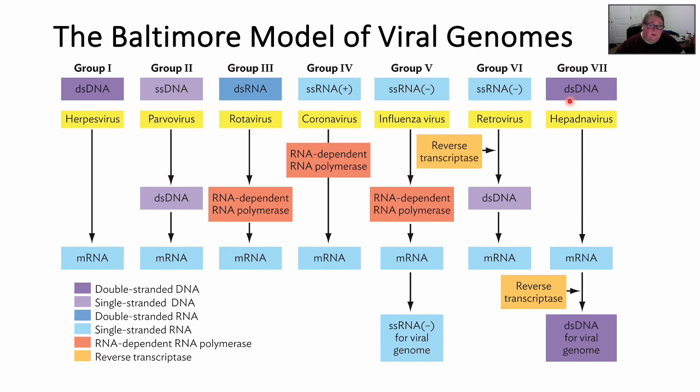In group 7, we're going to start with double-stranded DNA. These viruses are going to make mRNA, and then once the mRNA is made, we're going to use reverse transcriptase to go back to double-stranded DNA for the viral genome. I don't really know a lot of examples of this one. This is a new one compared to when I went through virology, but it's kind of cool.